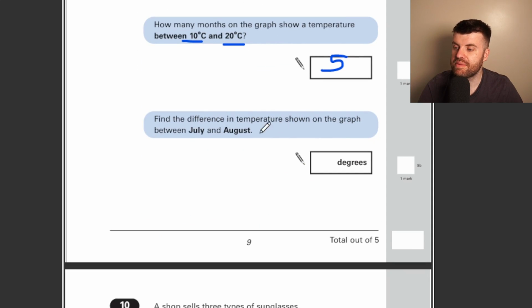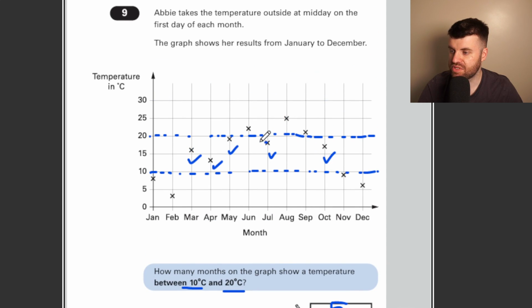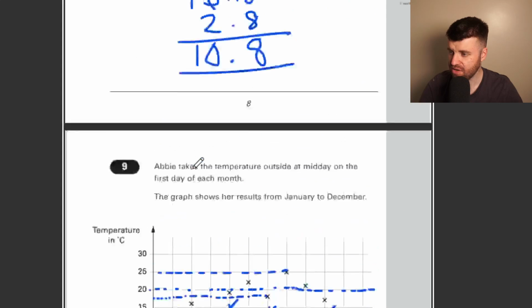Find the difference in temperature shown in the graph between July and August. Well, let's now go to July. This temperature here, it's just above halfway. So halfway between 15 and 20 would be 17.5. We're just above that. So that means in July, it's 18. In August, we're on the line, which is lovely for us to read off. It's 25. What's the difference between 25 and 18? It's 7 degrees.